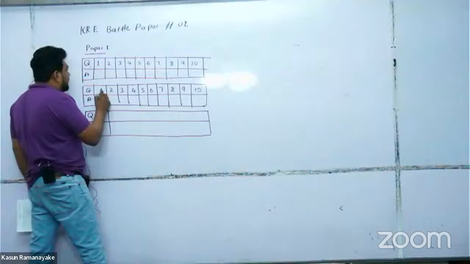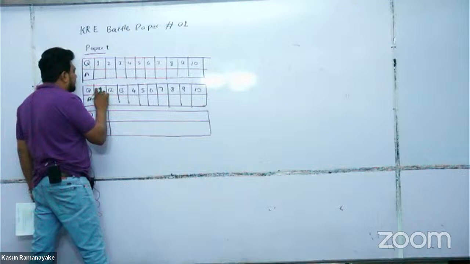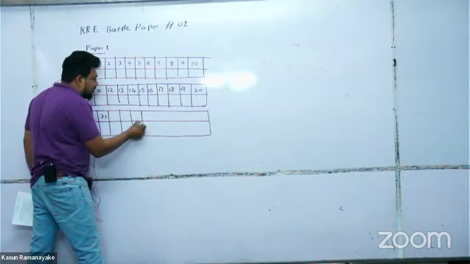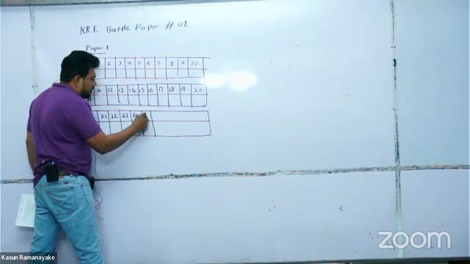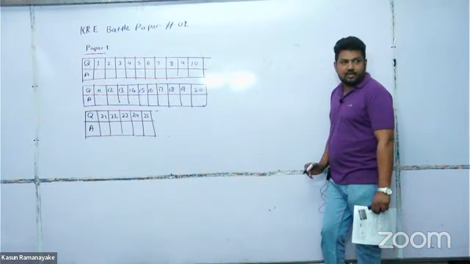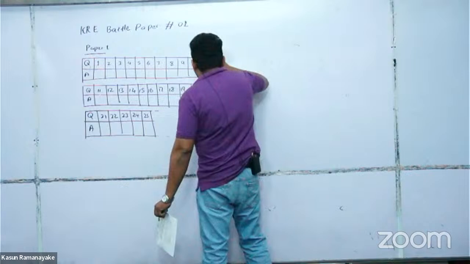11, 12, 13, 14, 15, 16, 17, 19, 20, 21. Either we have to write down the answers. You write down the answers. Right, take this format, and then after that we'll start from the sketch here.